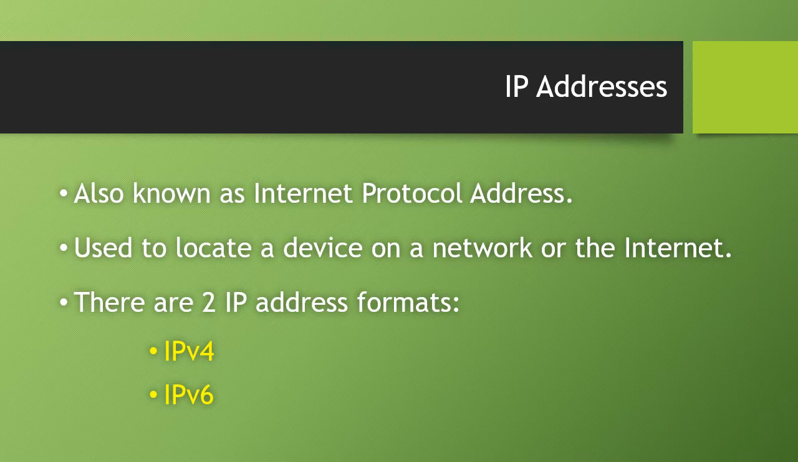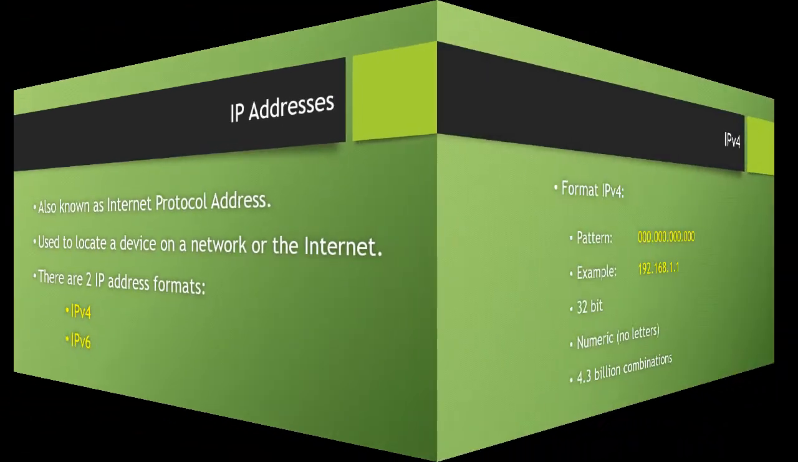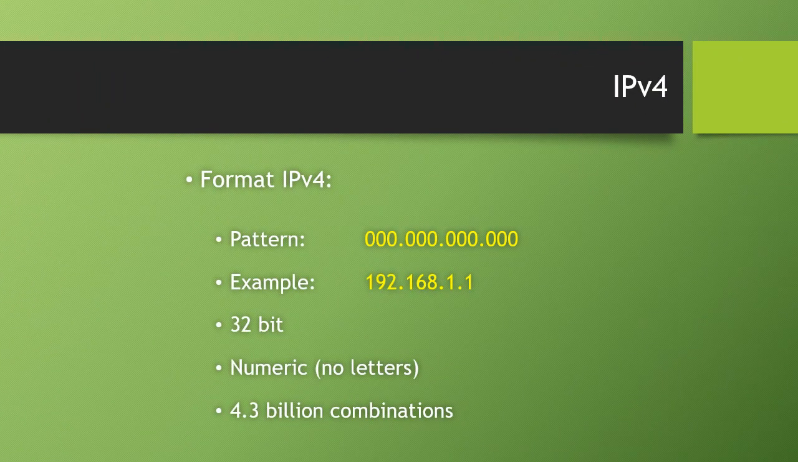address. There are a couple of different formats in use right now: the older IPv4 and the newer IPv6 are both formats of IP addressing currently in use today. First of all, the IPv4 format is the older of the two. The pattern is a numeric pattern of up to 3 digits, 4 groups of 3 with dots between them.